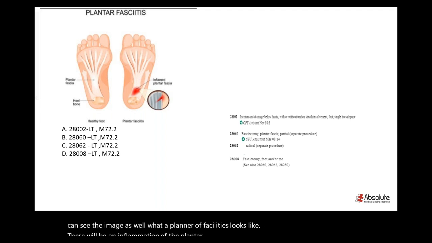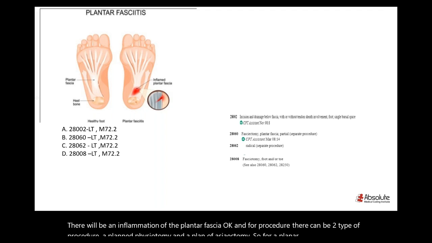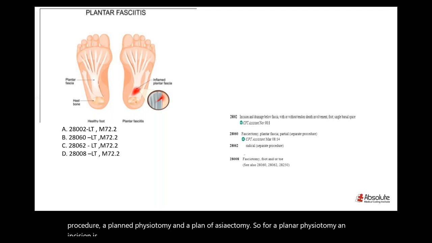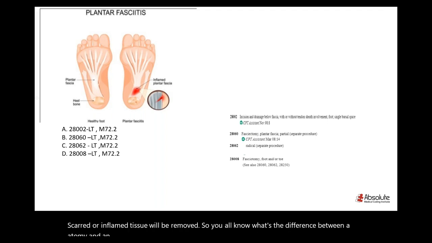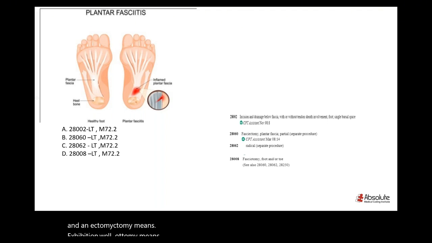For a procedure, there can be two types: a plantar fasciotomy and a plantar fasciectomy. For a plantar fasciotomy, an incision is made into your fascia, and it is detached from your heel bone. For a plantar fasciectomy, an incision is made and any scarred or inflamed tissue will be removed. So you all know the difference between an otomy and an ectomy. Ectomy means excision, while otomy means incising into, cutting into.